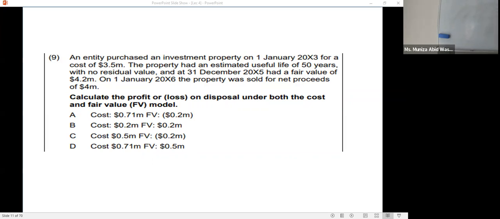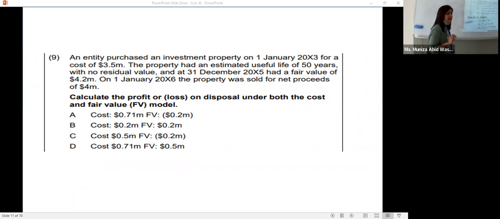The property had an estimated useful life of 50 years with no residual value. And at 31st December 2005, how many years after the purchase? 2003, 2004, and 2005, after 3 years of the purchase. At 31st December 2005, it had a fair value of $4.2 million. And on 1st January 2006, on the same date you can consider 31st December 2005, 1st January 2006, the property was sold for net proceeds of $4 million.